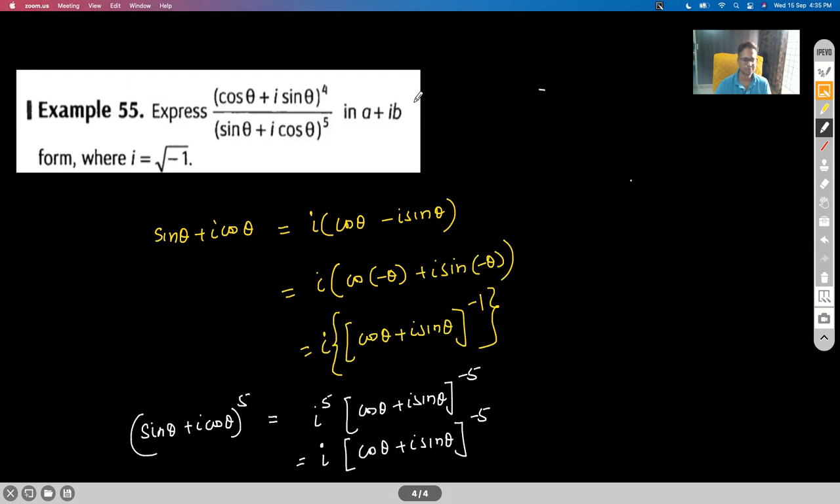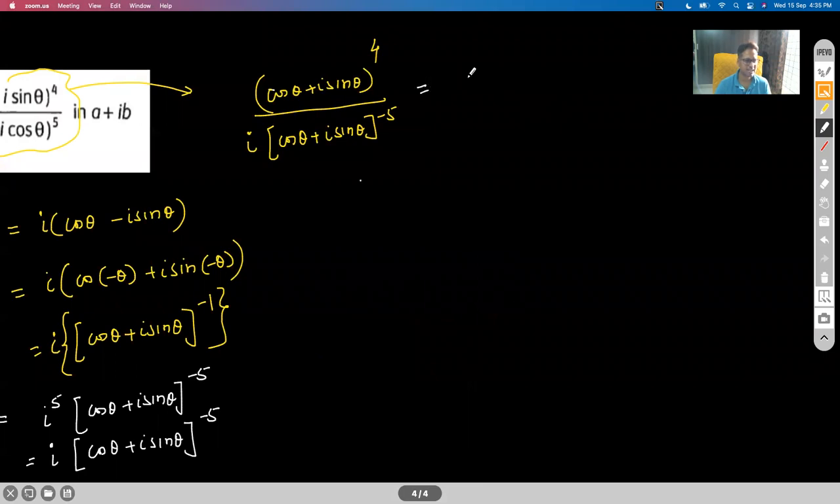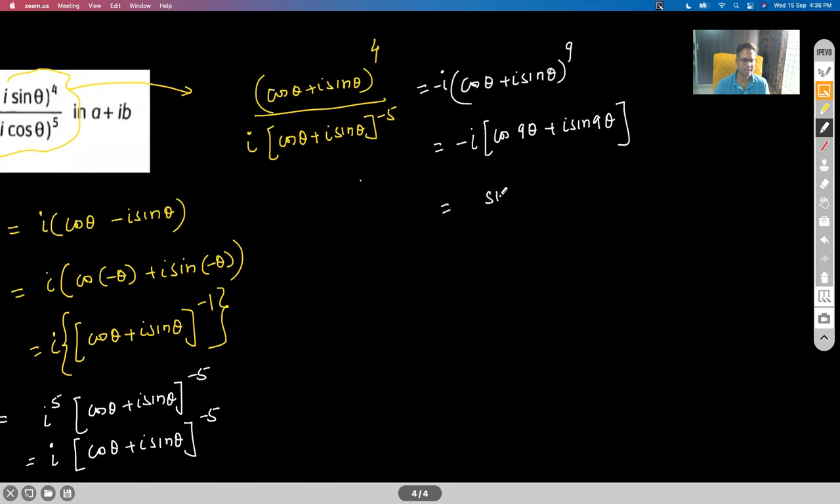Now let us come back to our question. Can I write this expression now as (cos theta plus i sin theta) to the power of 4 in the numerator, and the denominator I have reduced to i times (cos theta plus i sin theta) to the power of minus 5? You may use your exponent laws here and write it as (cos theta plus i sin theta) to the power of 9, times 1 by i. Please note that 1 by i is minus i. Now, as per De Moivre's theorem, I can write this as cos 9 theta plus i sin 9 theta. Once you multiply your minus i throughout, you'll end up getting sin 9 theta minus i cos 9 theta, correct?